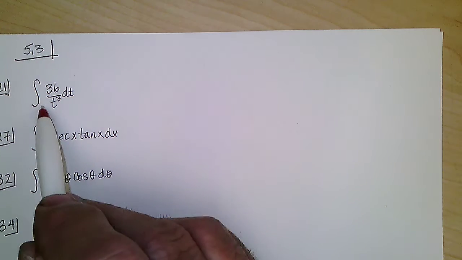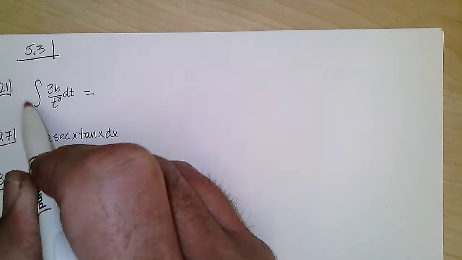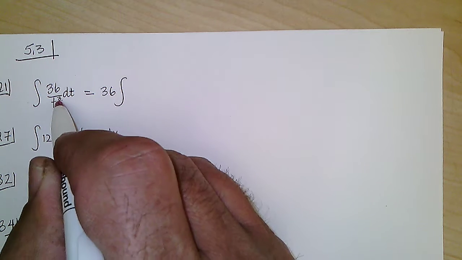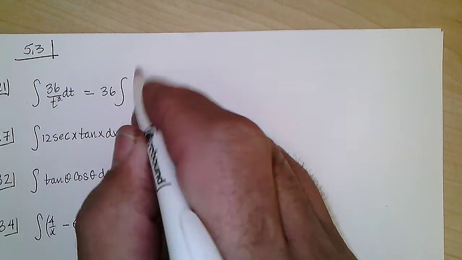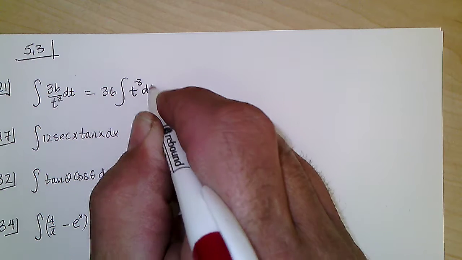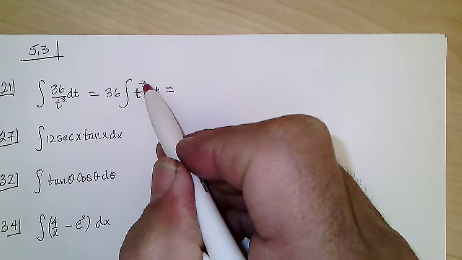We're supposed to find the antiderivative of this. So the 36 could come out. And this is t to the third in the denominator. I can bring it up to be t to the negative 3 in the numerator. And then I can use the power rule.